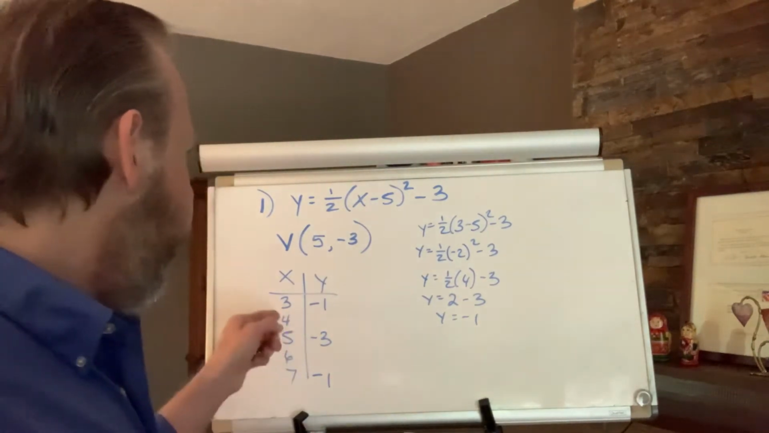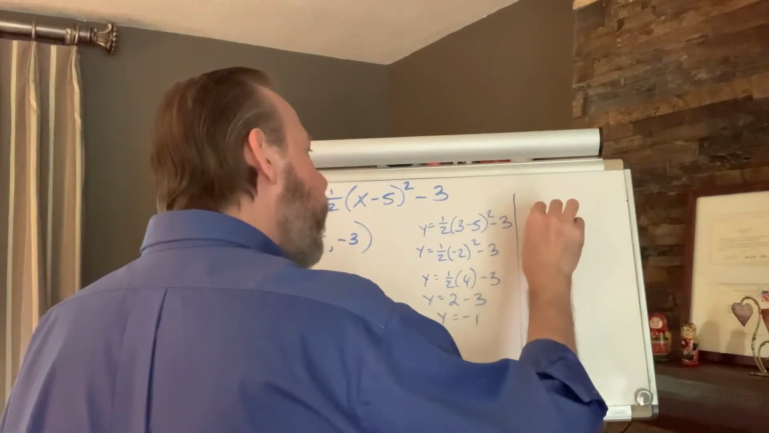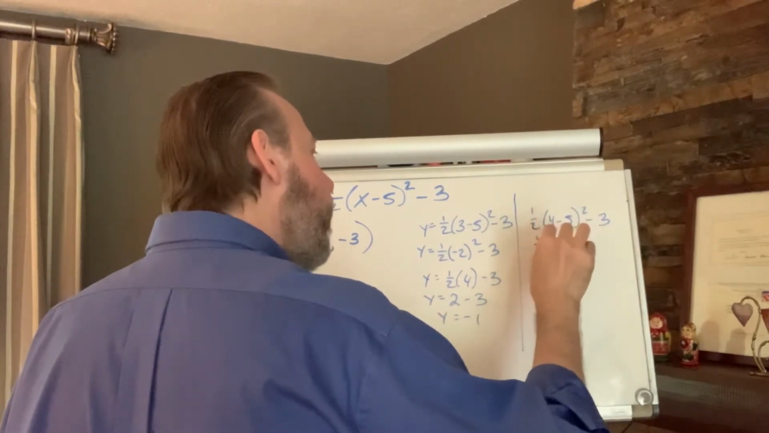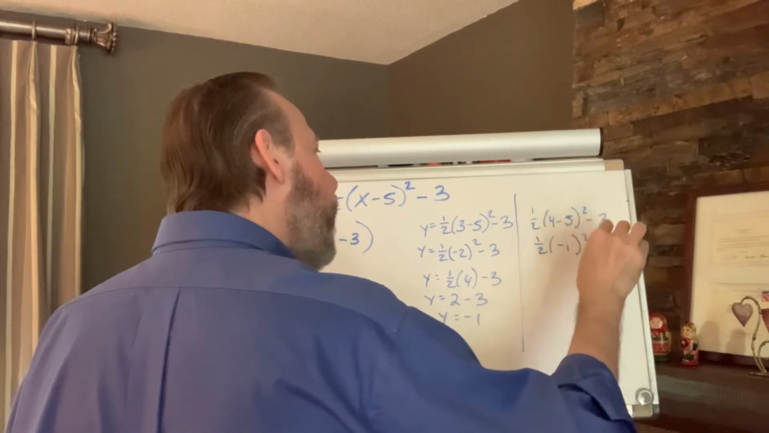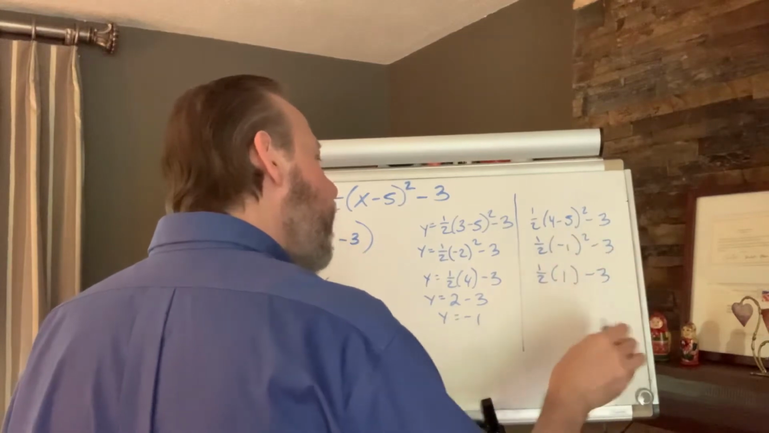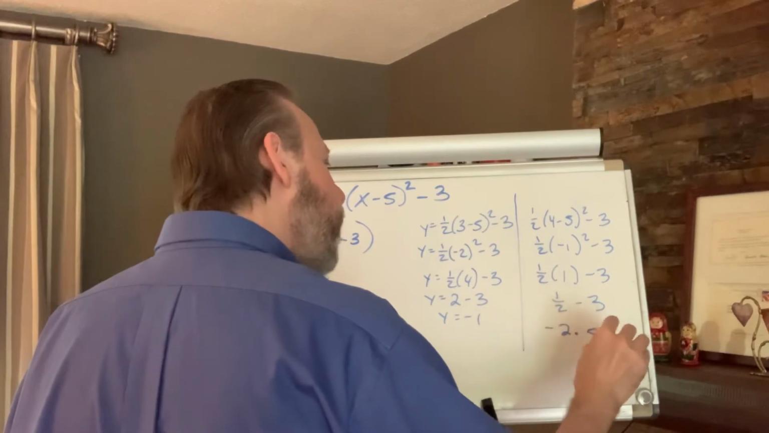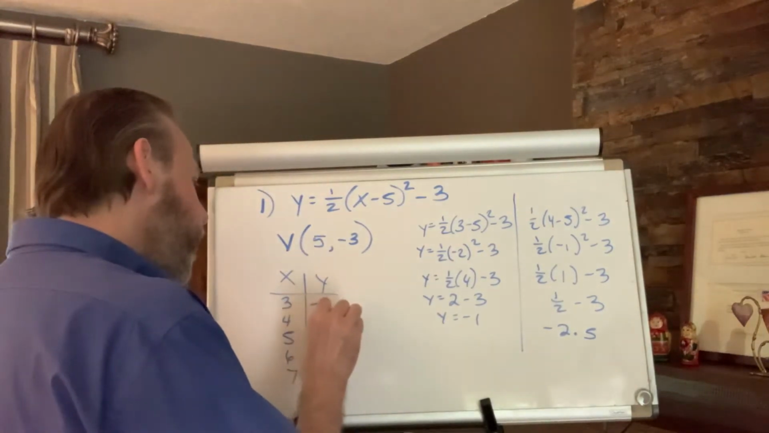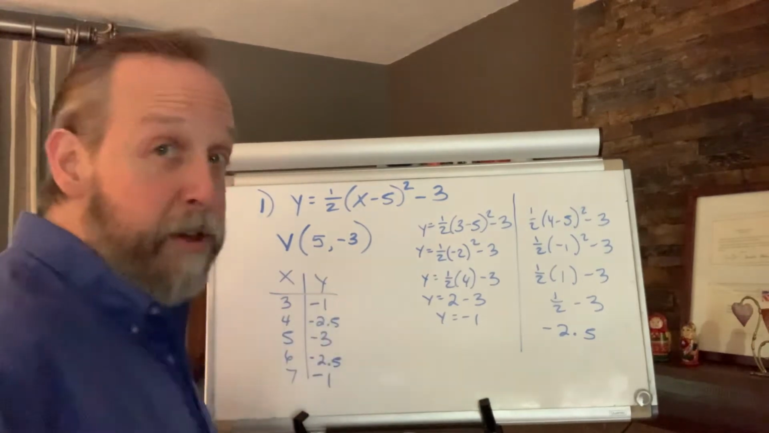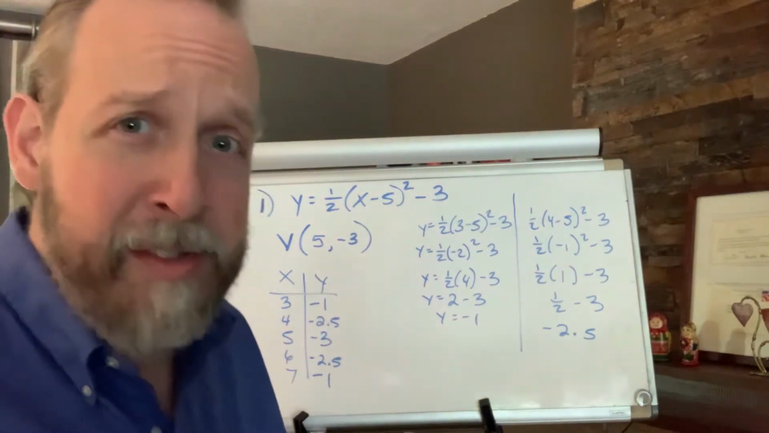And do the same thing for the input of 4. Okay, fine. So I'm going to say 1/2 of (4 minus 5) squared minus 3. 1/2 of negative 1 squared minus 3. 1/2 of 1 minus 3. 1/2 minus 3. Negative 2.5. That's what I get. So I'm going to pop that in for inputs of both 4 and 6, because I know it will reflect. Yes, it's a decimal. Who cares? It's not that hard to graph a decimal.